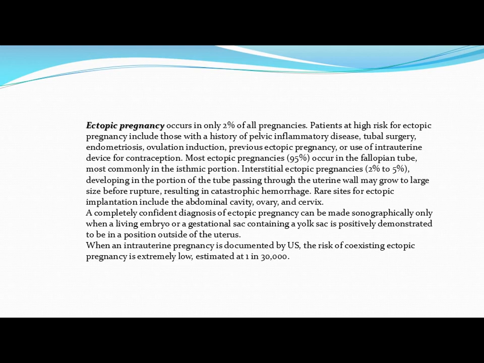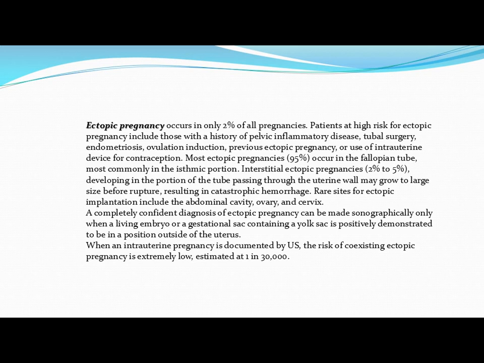Ectopic pregnancy occurs in only 2% of all pregnancies. Patients at high risk for ectopic pregnancy include those with a history of pelvic inflammatory disease, tubal surgery, endometriosis, ovulation induction, previous ectopic pregnancy, or use of intrauterine device for contraception.